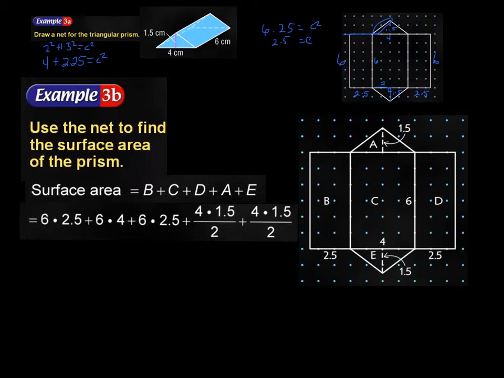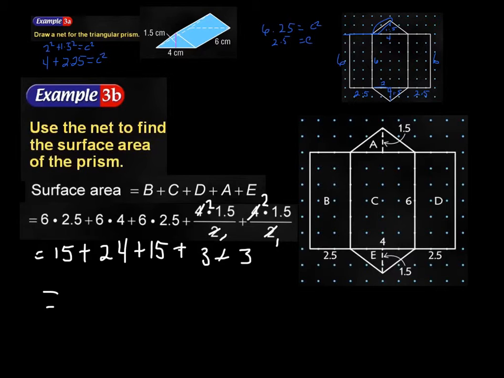They have a rectangle's length times width, so 6 times 2.5 is 15, plus 6 times 4 is 24, plus another 15. Area of a triangle is base times height divided by 2, and the 4 and the 2 cancel out well. So I've got a 3 and another 3. And so all together I have 60, and the units were centimeters, so it's going to be square centimeters because it is area.